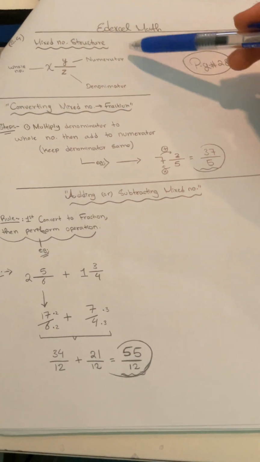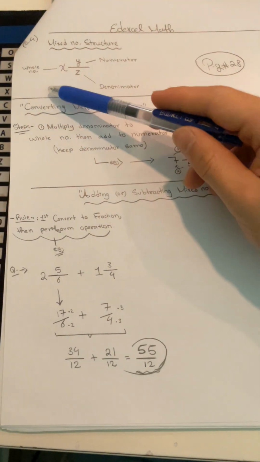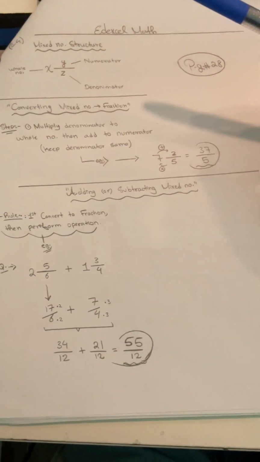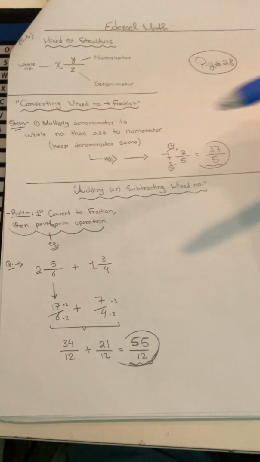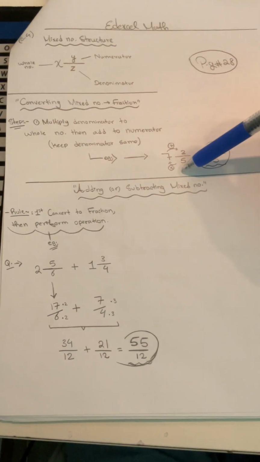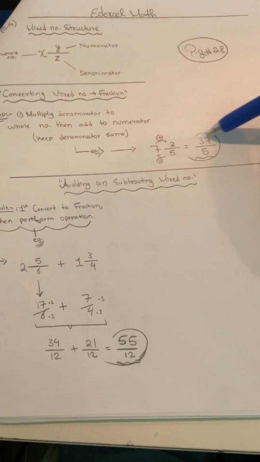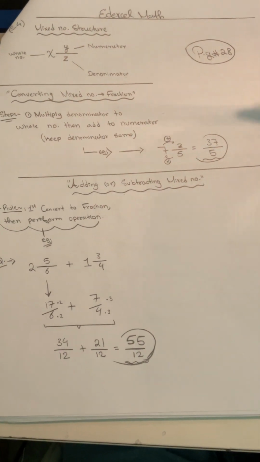Mixed number structure. So a mixed number structure is a fraction with a whole number on the outside and a numerator and denominator. To convert a mixed number to a fraction, or to a top-heavy fraction, multiply the denominator by the whole number and add that to the numerator. That is going to be your top-heavy fraction.